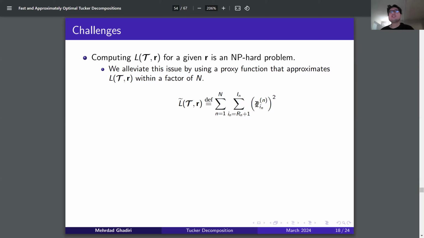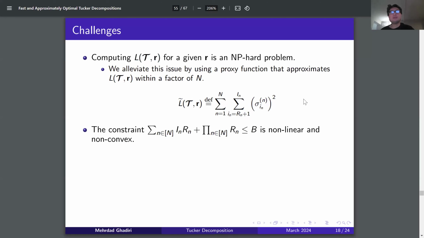So these are essentially just the singular values of matricizations of your tensor in mode n. If I matricize my tensor in mode n, take its singular values, square them, take the tails of them, and sum those tails, that would be this proxy function. And the good news is that this proxy function approximates the actual loss up to a factor of n.